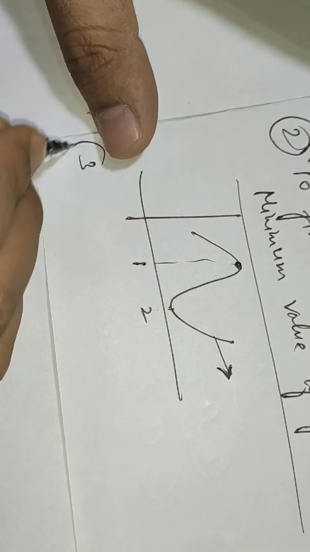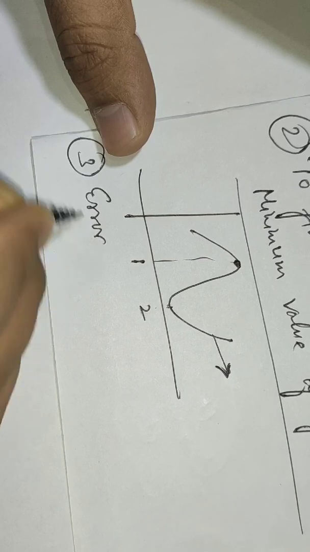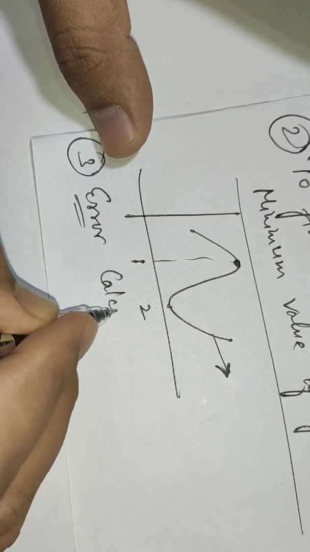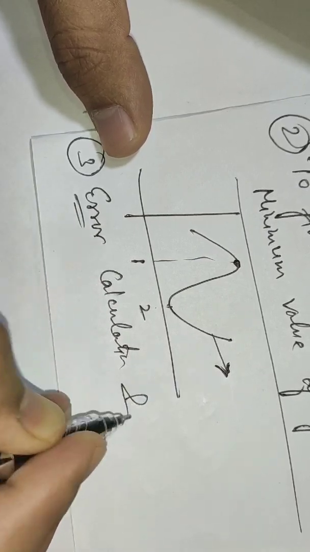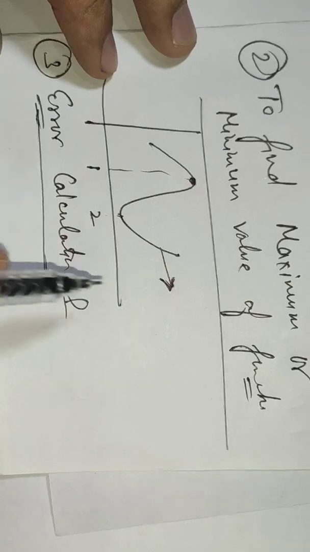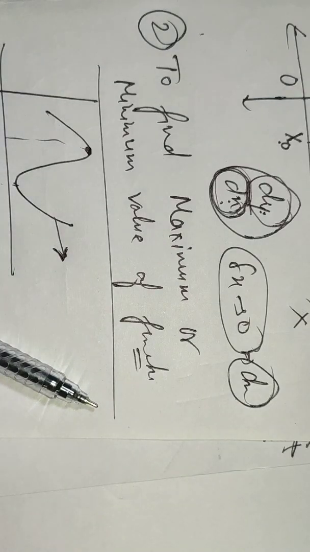Also you can use it in error calculation, and also to calculate the change in volume. If the radius of a sphere is increasing or decreasing, what will be the change in the volume of the sphere, what is the rate of change in volume, or error calculation. So these are the applications of differentiation. Hope you are going to enjoy this video. Thank you.